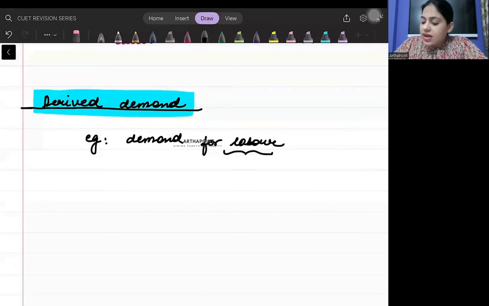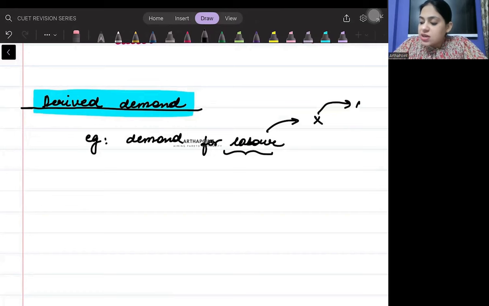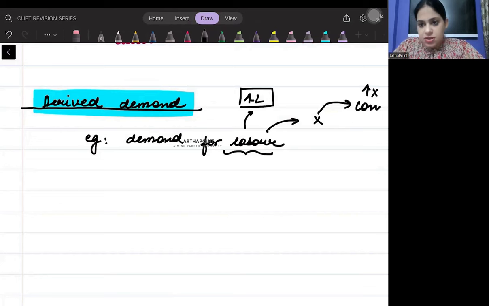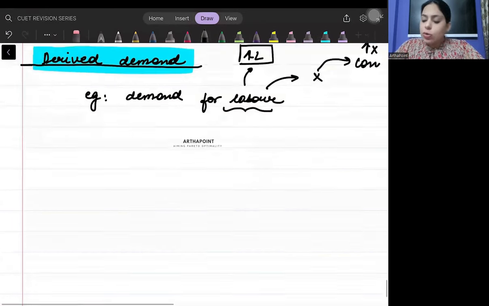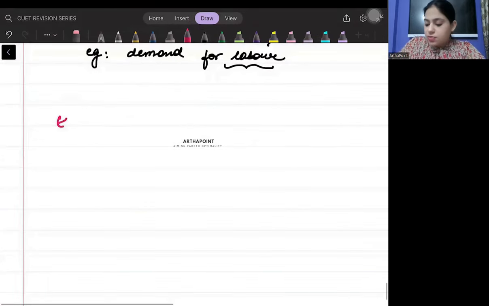Labor की demand आ रही है किसी एक good X को produce करने के लिए, जिसके demand consumer कर रहे हैं. तो जब consumer good X के demand बढ़ाएंगे, तो labor की demand बढ़ेगी. That is why it is called as derived demand. Right? Now we talk about elasticity of demand.